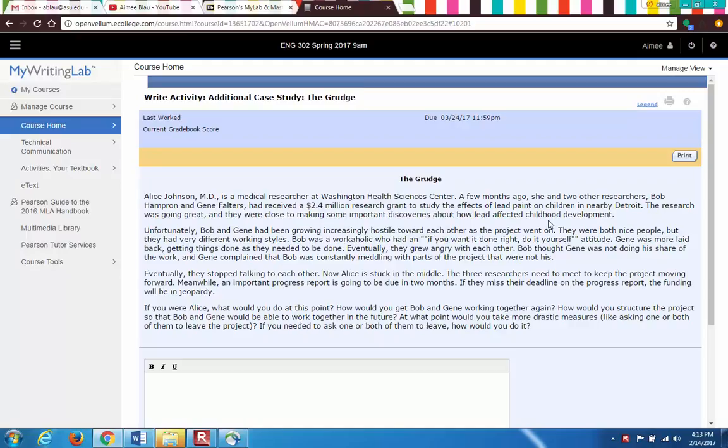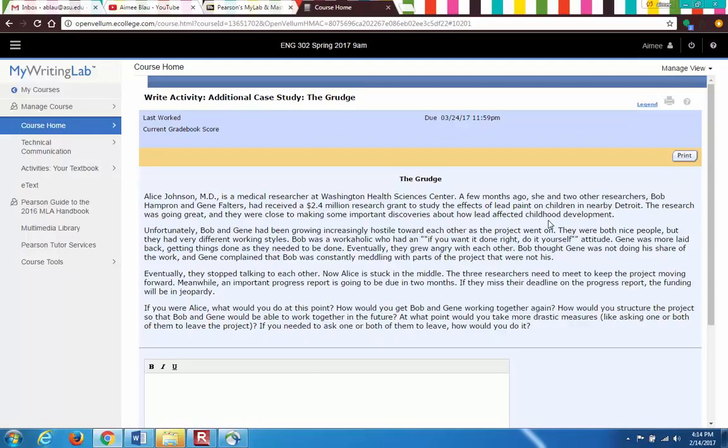So be sure that you demonstrate an understanding of all of those materials, the textbook and what you read online, and have that help influence your answer. So basically, there's a situation, there's 3 people working on a team. It's a pretty high stakes situation, a $2.4 million research grant, and everything's going great, but then the 2 men involved on the project are nice people but have different working styles, which happens a lot. So one is a workaholic and the other is a lot more laid back.